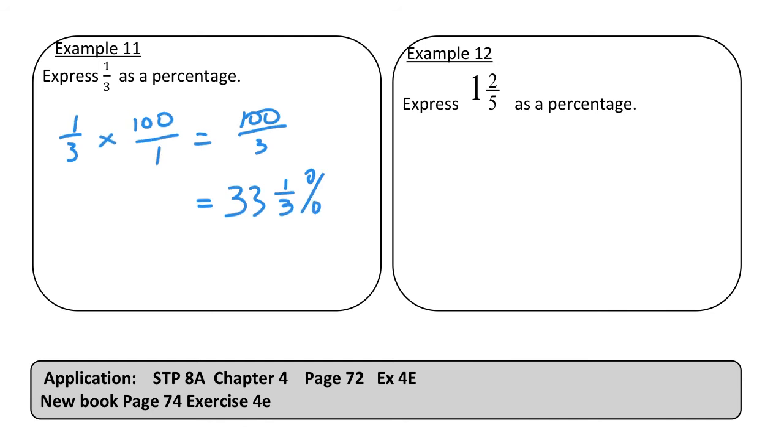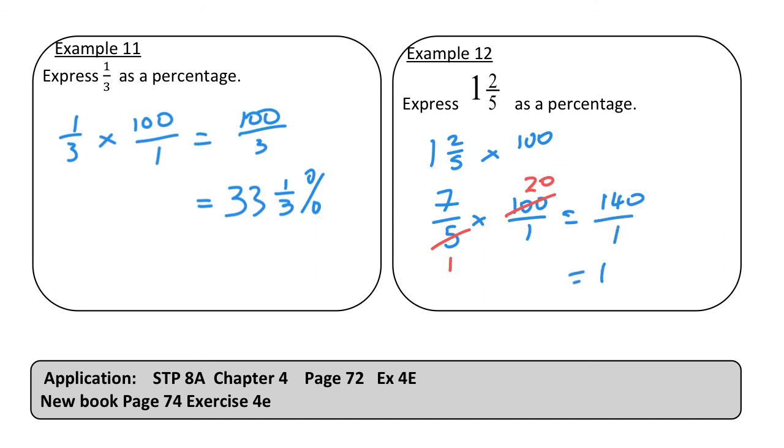And then lastly, 1 and 2 fifths as a percentage. So it's going to be 1 and 2 fifths multiplied by 100. We've got a mixed number multiplied by a whole number. We need to change the mixed number into a top-heavy fraction. So that's 7 over 5 multiplied by 100, and we need to write that over 1. We look to see where we can cancel, and we can divide 5 and the 100 to get 1 and 20. And then multiply across. 7 times 20 is 140. 1 times 1 is 1, so we get 140%.